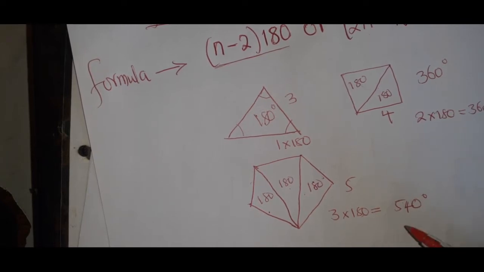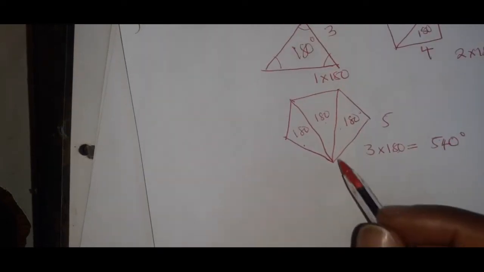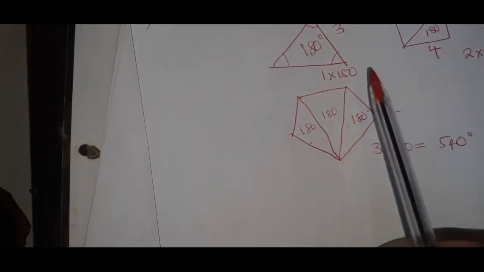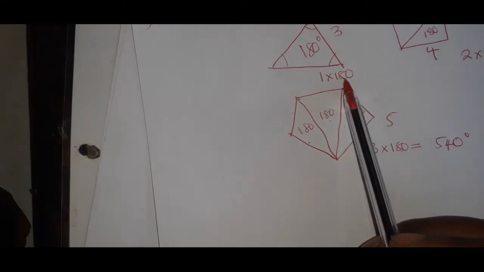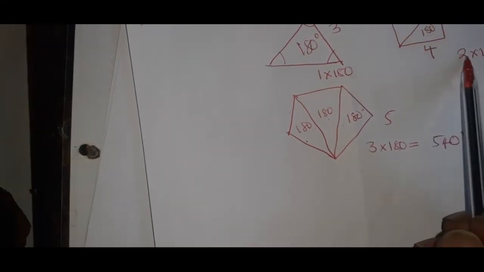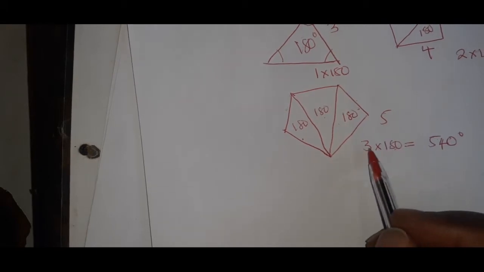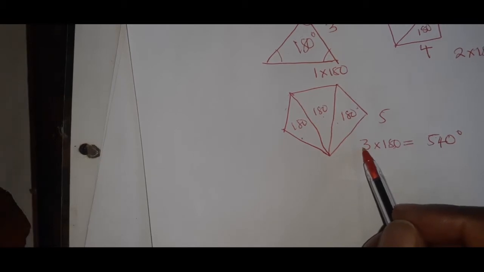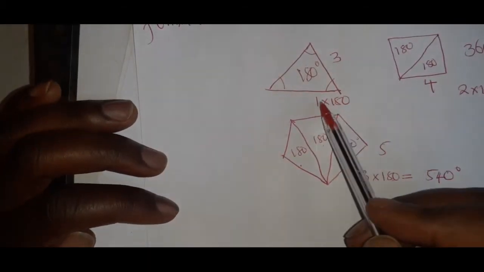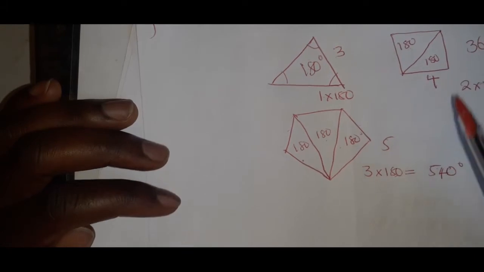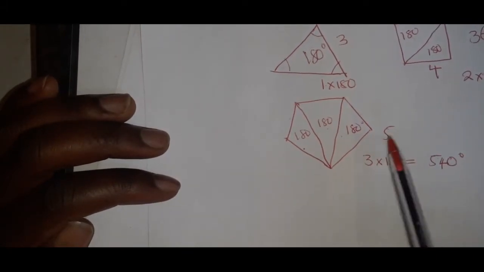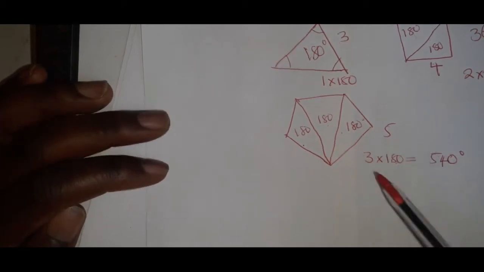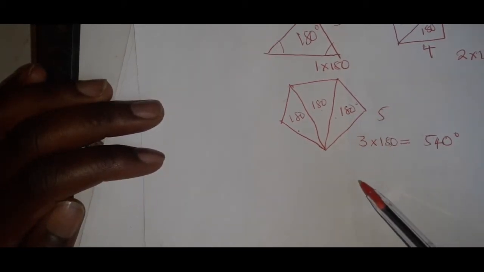We are going on and on like that. You can try the 60th one. You'll find that the first one is 1 multiplied by 180, the second one is 2 multiplied by 180. A 3-sided polygon has 1 triangle. A 4-sided polygon has 2 triangles. A 5-sided polygon has 3 triangles. So meaning a 6-sided polygon is going to have 4 triangles.